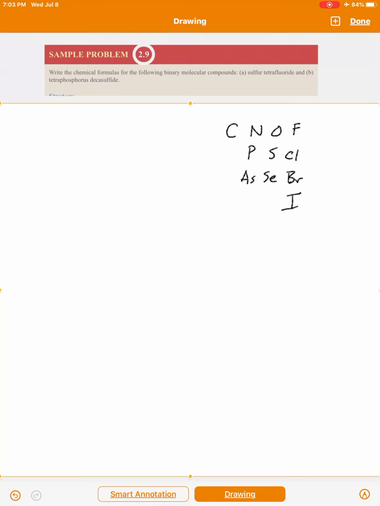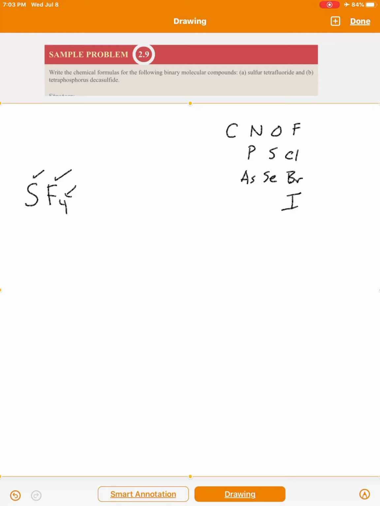Okay, so let's try the first one. The first one is sulfur. The symbol for sulfur is S. The next one is fluoride. Well, that's fluorine, and the name of the prefix is tetra. Tetra is 4. So SF4, right? Sulfur tetrafluoride. Okay, you got to memorize those prefixes. Mono, di, tri, tetra, penta, hexa, hepta, octa, nona, deca.